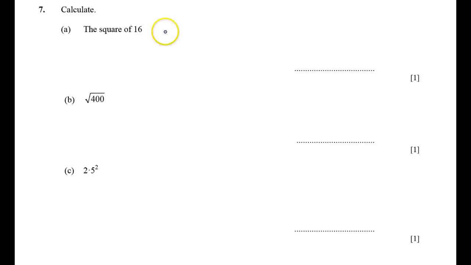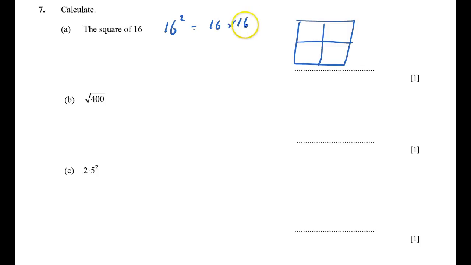Calculate the square of 16. Well, I don't know if it's a calculator question, probably a non-calculator question. So I've got to do 16 squared. That is 16 times 16. So if I'm going to do that, I obviously always like the Napier's Bones way.